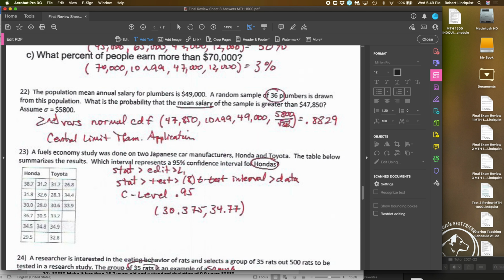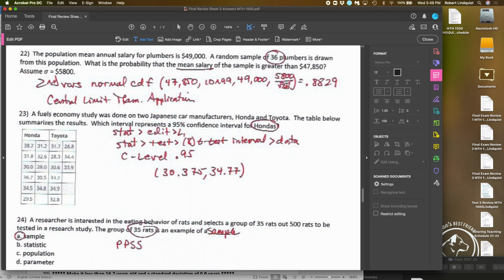Then the mean, they said here, is 49,000. And for the standard deviation, because it's central limit theorem, we take the standard deviation, but we must remember to divide by the square root of the sample size, in this case, 36. So when I do that and I crunch the numbers, I get 0.8829.